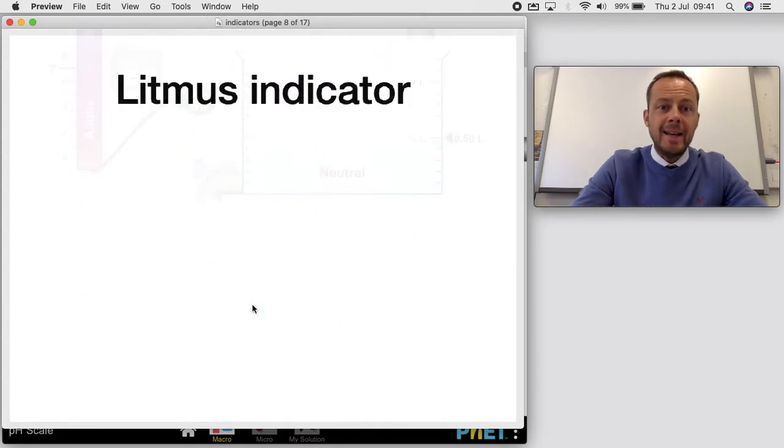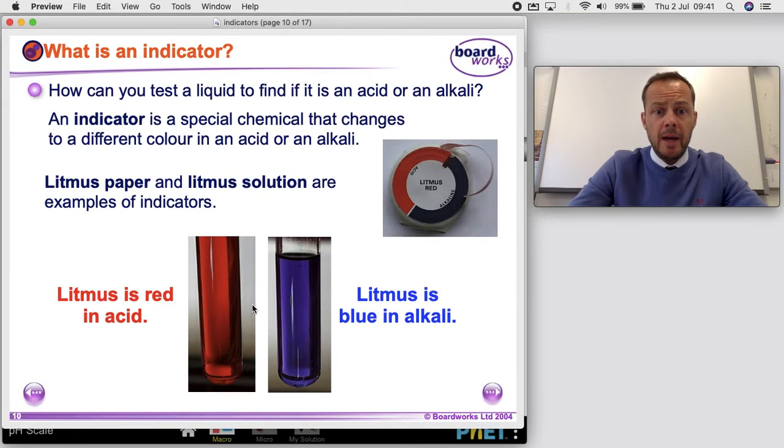Fantastic. The second activity I want you to do is to look at some different indicators. So one indicator we use quite a lot in school is a litmus indicator. Now litmus will only change colour once. So it will change to a red to show if something is acidic, or a blue to show if a substance is an alkali. It will not tell you how strong or weak those acids or alkalis are. So it's very good for saying, yes, this is an acid, or yes, this is an alkali, but it won't tell us the strength of the solution.